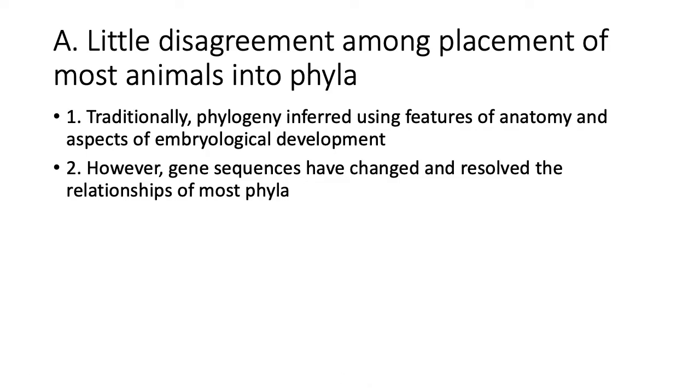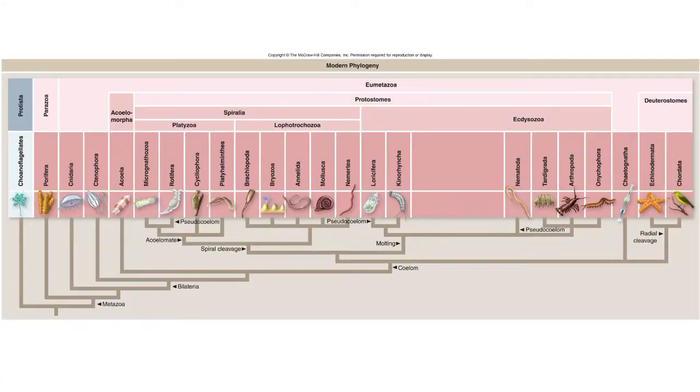Okay, so we've been discussing animal diversity, and this next section was about animal phylogeny, putting together the tree. I think we took notes on this slide already about how there's little disagreement about where we place animals in the phylogeny or the tree of life. Traditionally, they looked at features of anatomy as well as embryological development. But now with genome sequencing, it has changed a little bit, and I'll talk about some of those changes. But this is essentially the timeline that we're going to work our way through.